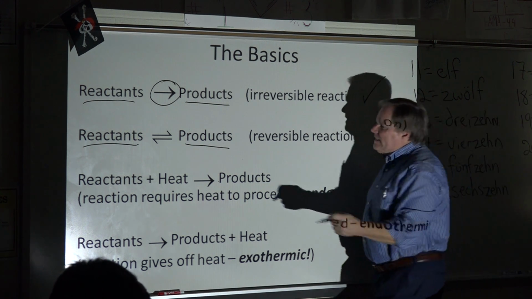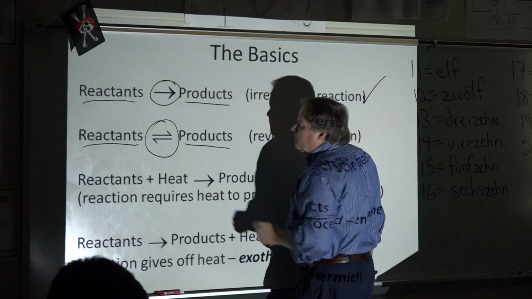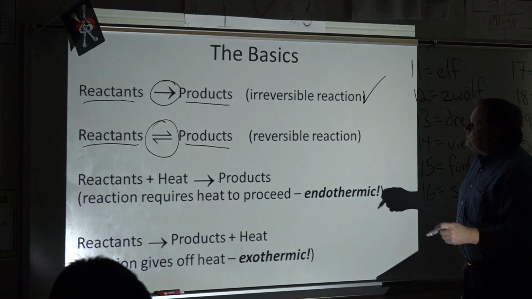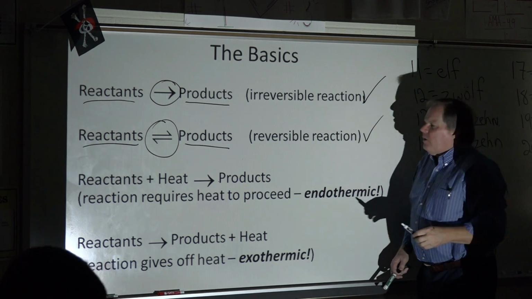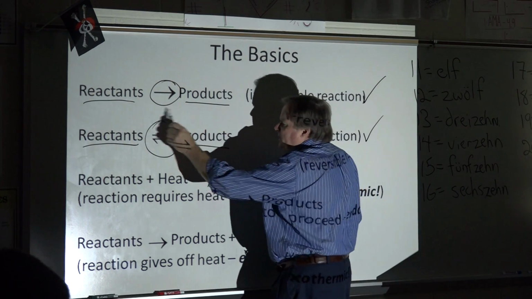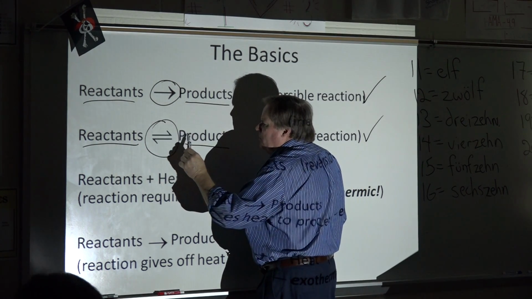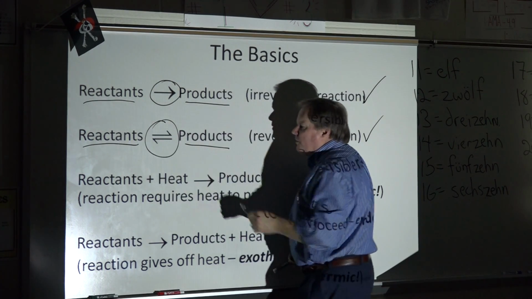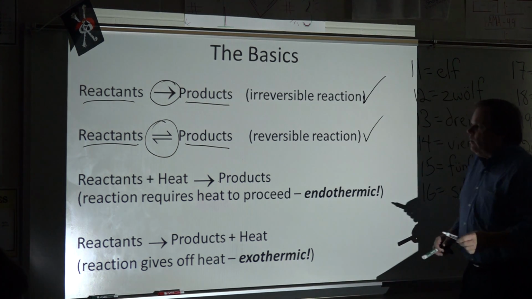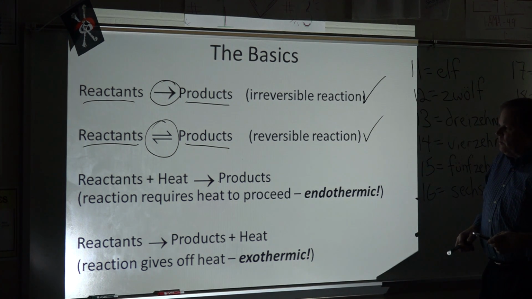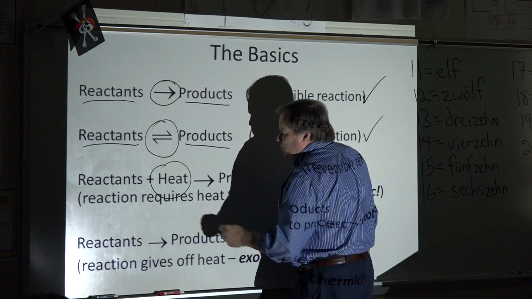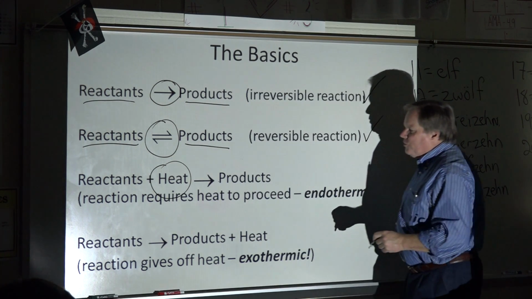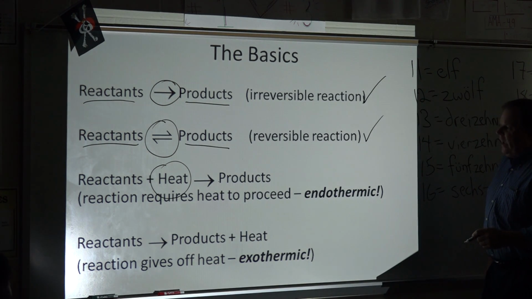If you see this stacked kind of back and forth set of arrows, this is a reversible reaction. Once this system hits an equilibrium, it can go back and forth depending on what pressures you put on that chemical system.